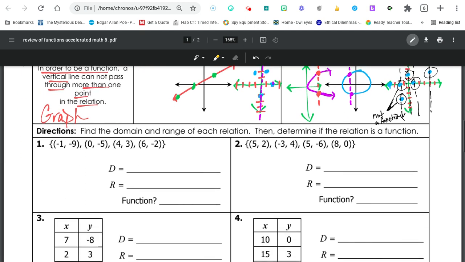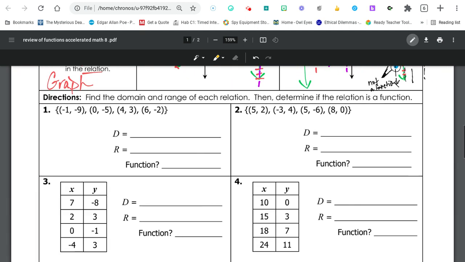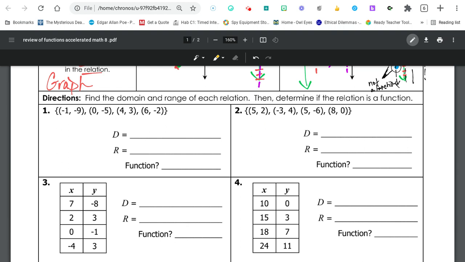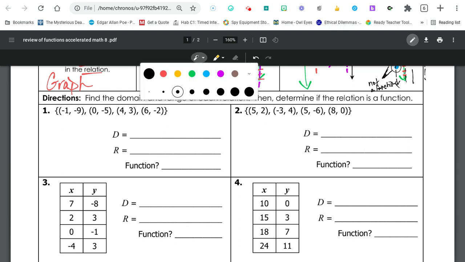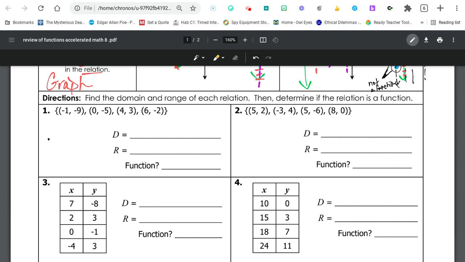Okay, so let's take a look at some actual examples. It says find a domain and range of each relation. Remember, domain is a set of all x values. Range is a set of all y's. Then it says determine if the relation is a function. Basically, x can't cheat. All right, so let's take a look at the domain.